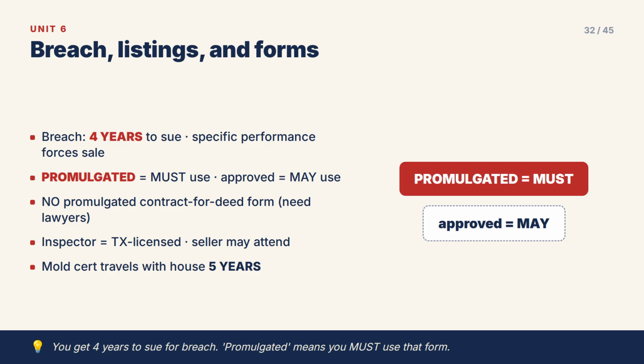Home inspections, only a Texas licensed inspector, and yes, the seller is allowed to attend. It's still their house. Lead paint disclosures skip elderly housing, short leases, studios with 0 bedrooms, and foreclosures. Mold remediation certificates travel with the house for 5 years. An exclusive agency means the seller can still sell it themselves and pay no commission. That's exactly what makes it different from exclusive right to sell.